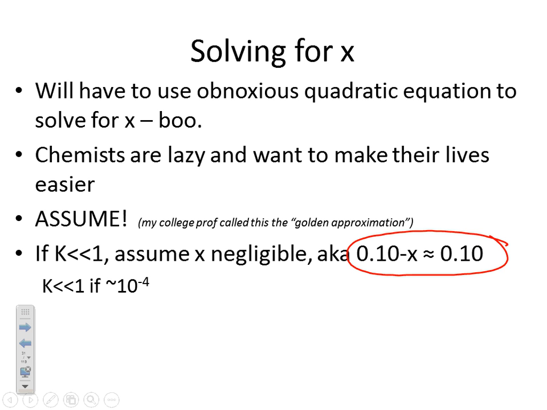The reason that this assumption is quite often valid is that if K is significantly less than 1, you really don't have a lot of products at all, correct? It means that you have a lot of reactants. Products over reactants, K is very small, you have a lot of reactants and not so many products. So X is very, very small. We're saying that X is so small that when we subtract it away from 0.1, we still essentially get 0.1, because X is so tiny, it's not really having an impact on the 0.1 value.